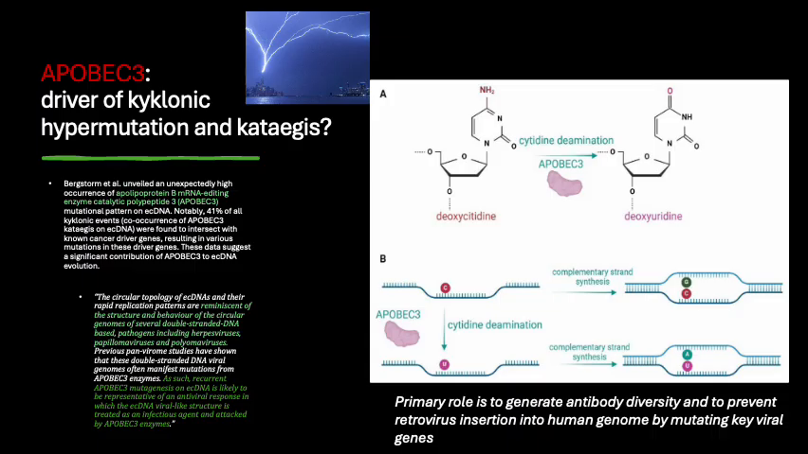And we're actually finding that 41% of all Kyklonic events, I'll highlight this here, co-occur with APOBEC3 promoted Kataegis. And these actually intersect with known cancer genes. So obviously APOBEC3 is not really helping in terms of fanning the flames of oncogenesis within ecDNA.